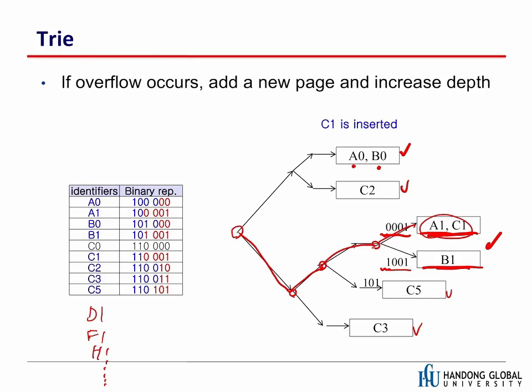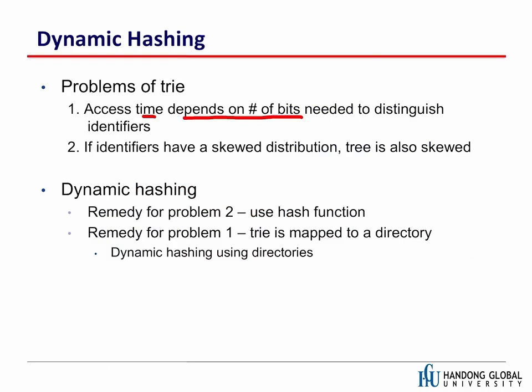That's why we talked about the AVL tree to rebalance the tree, or a red-black tree. Rebalancing is necessary to guarantee log n time complexity, right? So in this case, if I have a skewed distribution, then the tree is also skewed, and that's not what we want. So the trie is not the best solution.